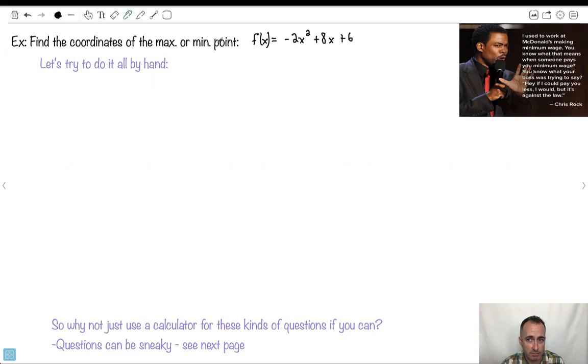So we'll find the max or the min. By the way, I like this joke right here by Chris Rock. I used to work at McDonald's making minimum wage. You know what that means? It means that your boss is trying to say, hey, if I could pay less, I would, but it's against the law.